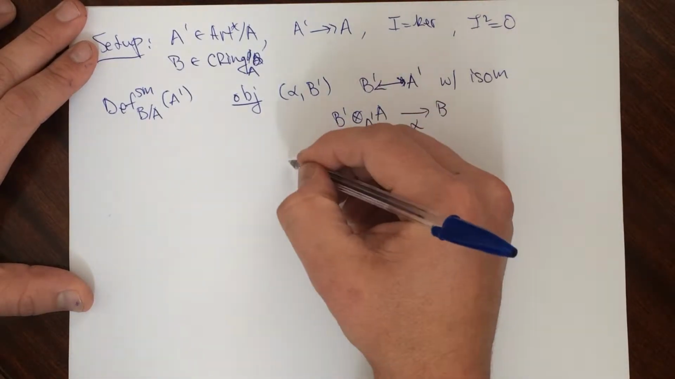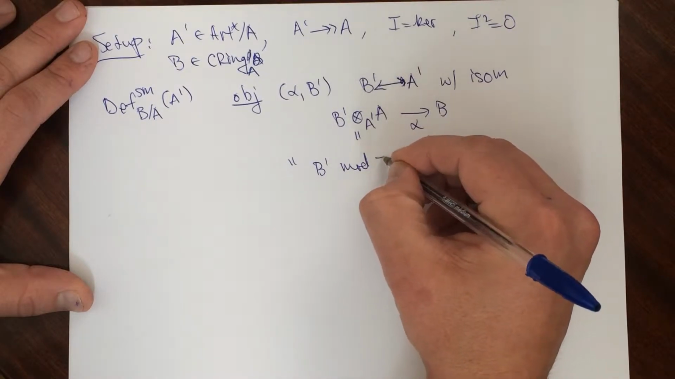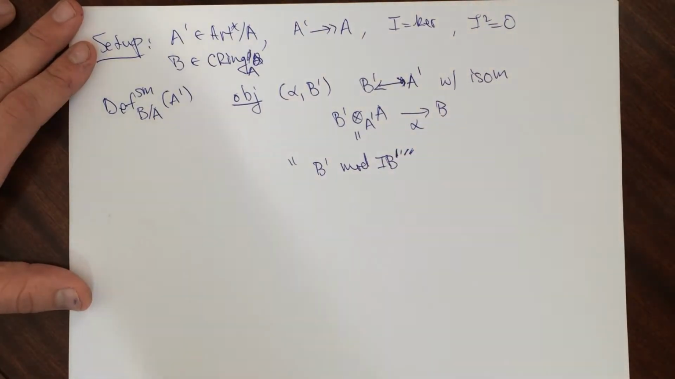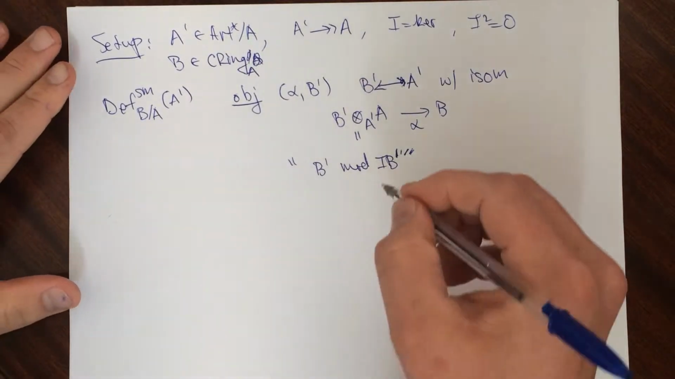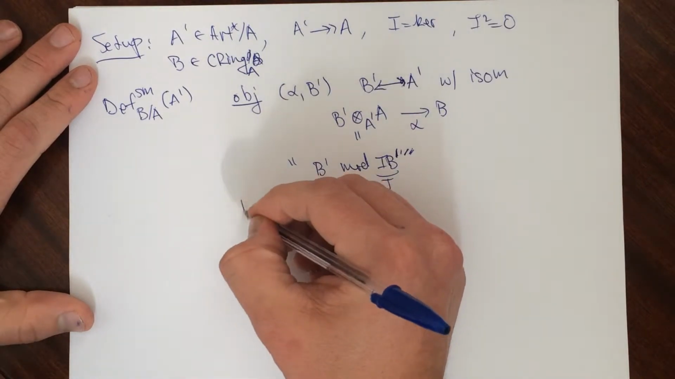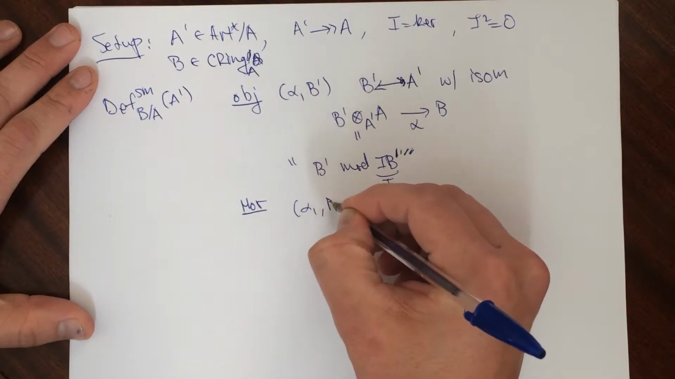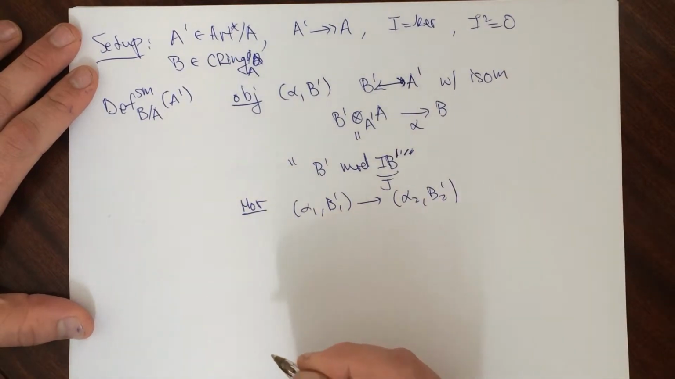Okay, so this thing could be thought of as B prime modulo IB, given a certain exact sequence. You can watch the video on deformations, or what is a deformation of a scheme, where I talk about this a little bit. Okay, so sometimes I'm going to call this J. Okay, so a morphism of these pairs, so if I have two of them, I need to define what this is.